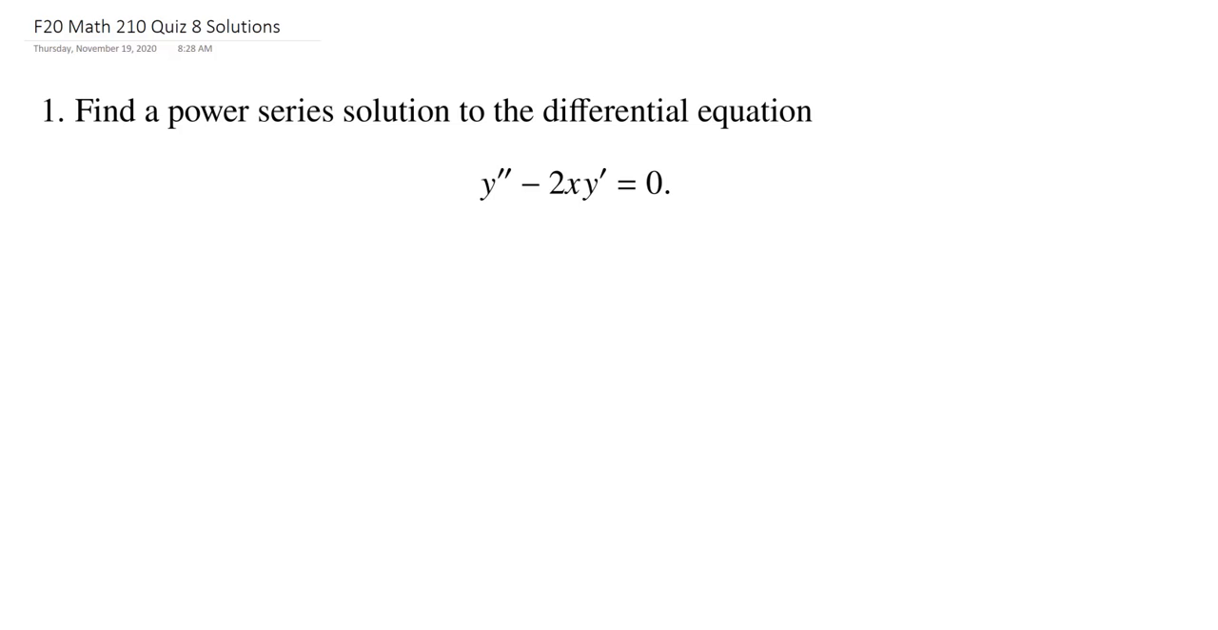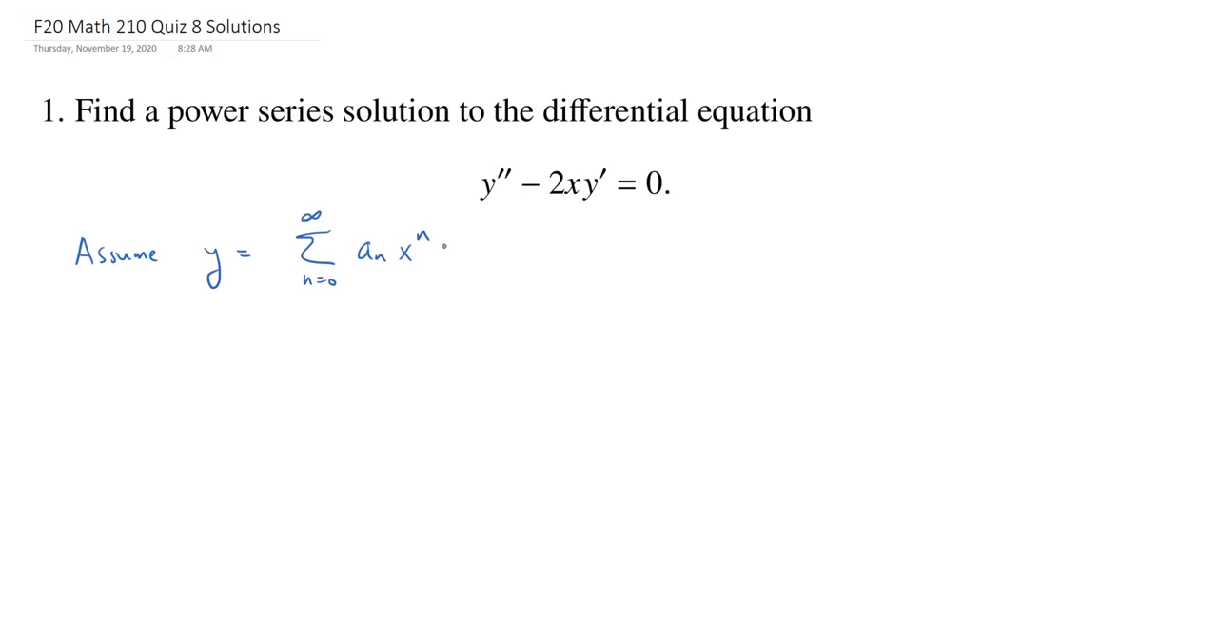We want to find a power series solution to a second order differential equation, non-constant coefficients, so y double prime minus 2x y prime is 0. The way we proceed is more or less the same in all these situations. We're going to assume that we do have some sort of power series solution. So we assume that y is equal to some power series with coefficients we'll call a sub n.